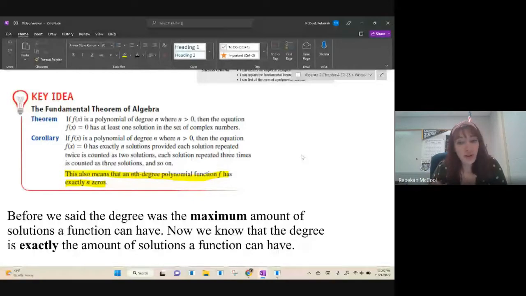But there's a corollary to that that says if a function is degree n, then the equation will have exactly n solutions. Before we had said that the degree of the function is going to be the maximum amount of solutions or zeros that a function can have. But this theorem says that that's actually going to tell us exactly how many zeros or solutions it can have. So not all of them are going to be real. That means we're going to go back to having imaginary as an option on our solutions.